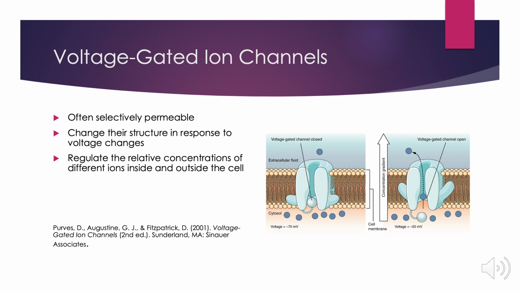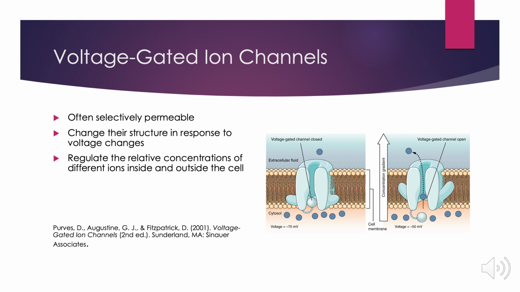So voltage-gated ion channels, they are often selectively permeable, which means they only let specific ions in and out of the cell. They won't just allow anyone into the cell. That could alter communication pathways, could cause a lot of problems, so they're selectively permeable. Permeable just means to pass through, so selectively they choose what can pass through the membrane.